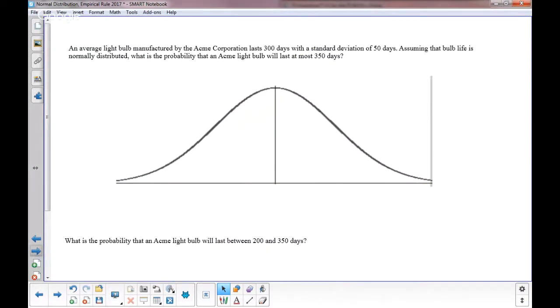All right, so here's an example of what's going to happen. This is the kind of question you're going to see on your homework and on your quiz coming up next class. An average light bulb manufactured by the Acme Corporation lasts 300 days with a standard deviation of 50 days. Assuming the bulb life is normally distributed, what is the probability that an Acme light bulb will last at most 350 days?